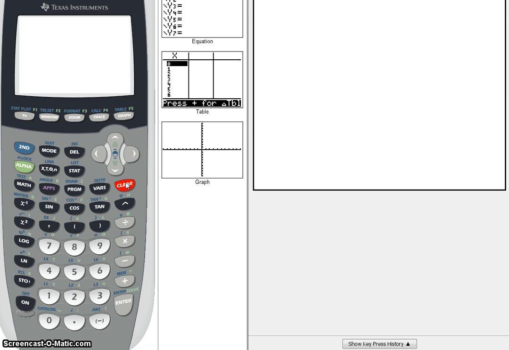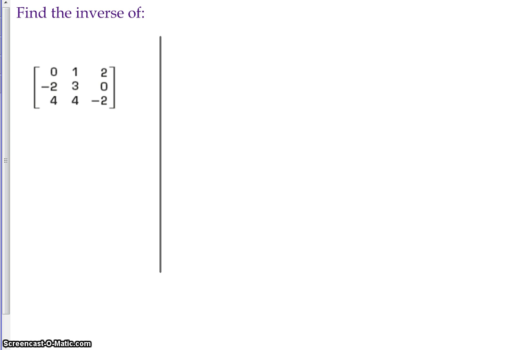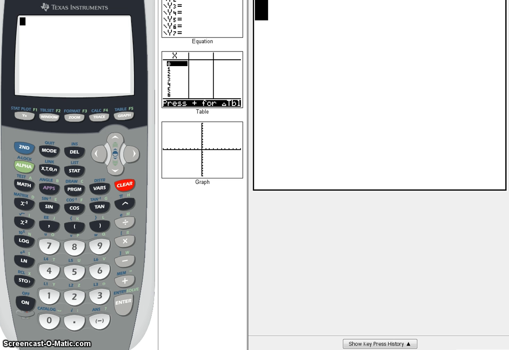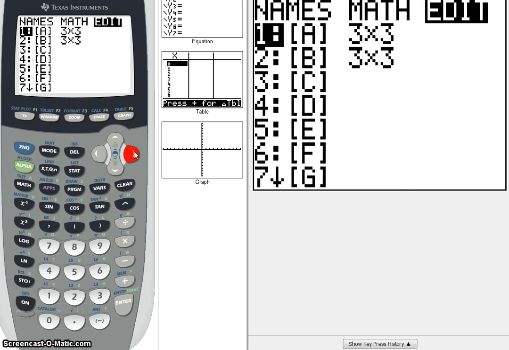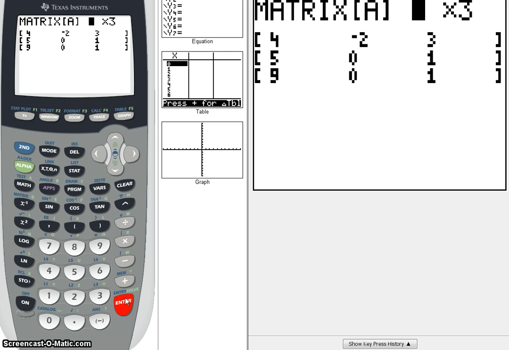So I'm going to clear this. Now, if you remember, and I'm going to jump back here, we want to find the inverse of this matrix. So we need to put that matrix into our calculator. It doesn't matter where I put it, A, B, C, D, it doesn't really matter. I'm going to go ahead and put it into A. So I'm going to go second matrix. I'm going to go over to edit. Into my A matrix, I'm going to put a new 3 by 3 matrix, and I'm going to just replace the numbers that I have.